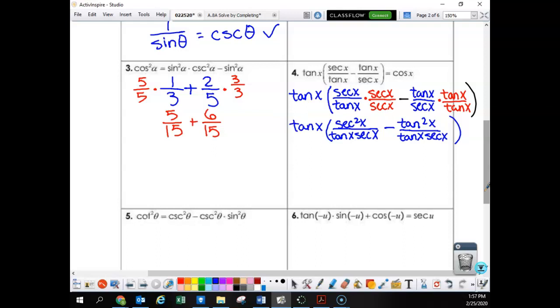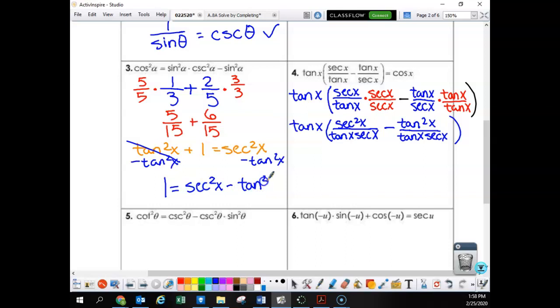And so now we have a common denominator, so we can combine our numerators. So what would secant squared x minus tangent squared x be equal to? 1, right? So if you look at your Pythagorean identities, it's tangent squared x plus 1 is equal to secant squared x, right? But if I subtract tangent squared from both sides, this will cancel out, so I'm going to be left with 1 equals secant squared x minus tangent squared x. So this numerator is now going to be equal to 1.